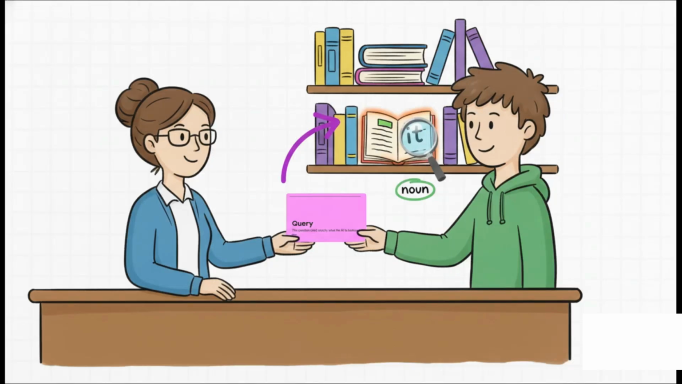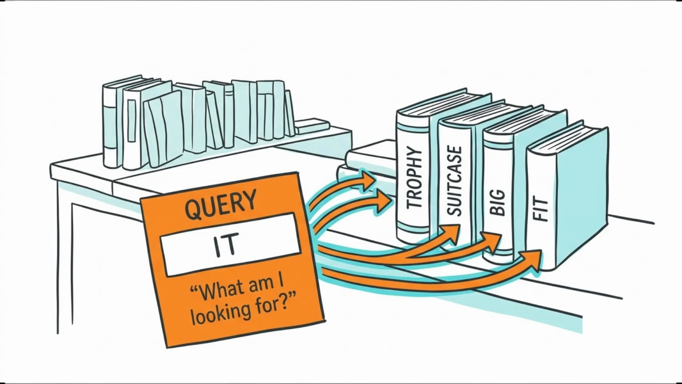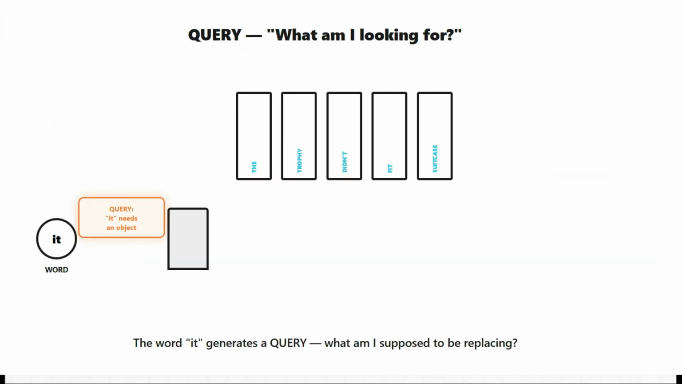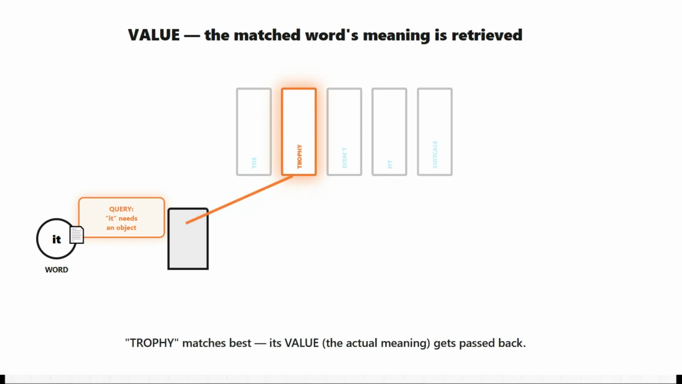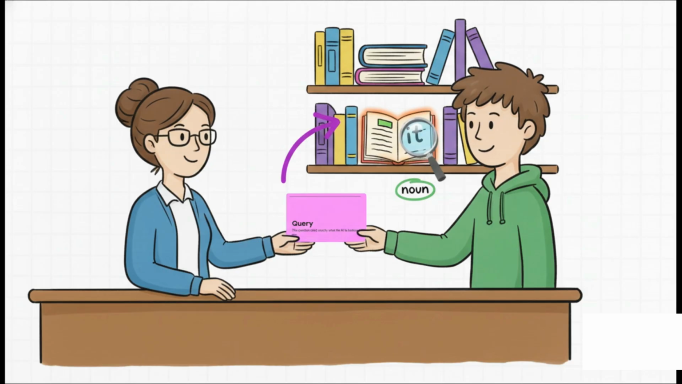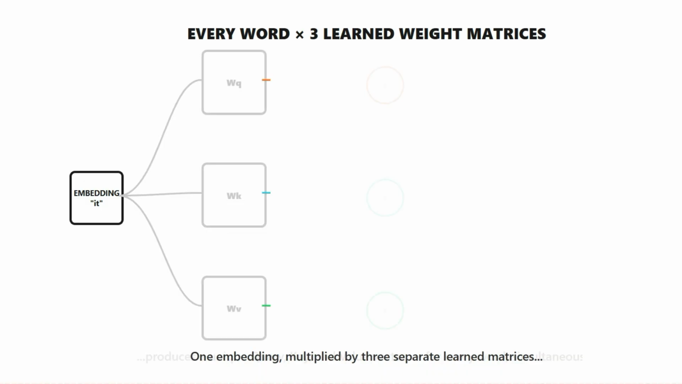To really wrap our heads around this, imagine walking up to a library counter with a very specific question in mind. In our AI model, this is the query vector. It represents exactly what a specific word or token is searching for. So our word, it, basically generates a query card asking, hey, what noun am I mathematically supposed to be replacing here?